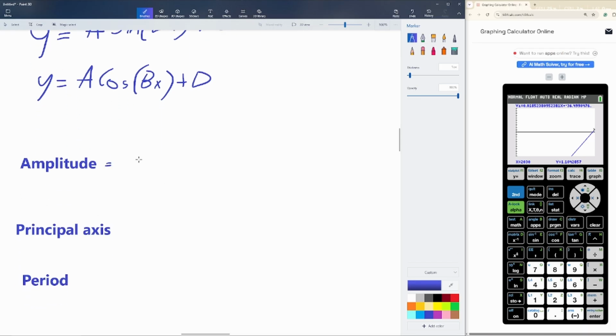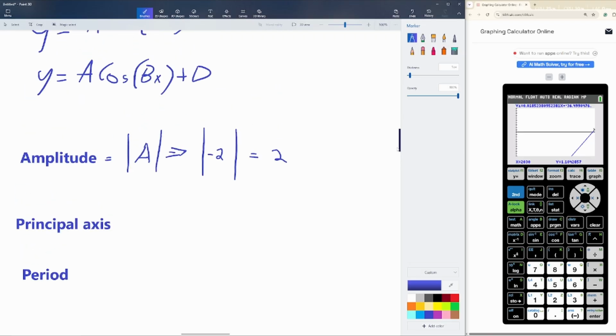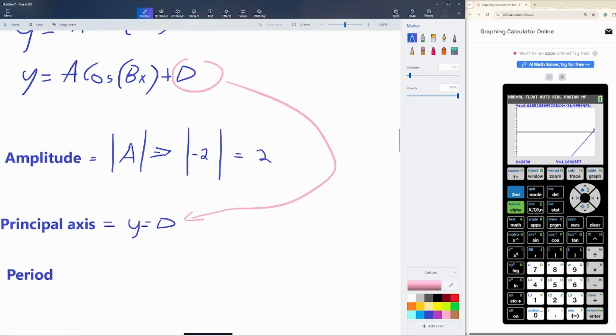So let's cover this. The amplitude is a. However, it's not just a, it's the true value of a. Meaning that if you're given that a is negative 2, then the true value of negative 2 is obviously 2, because it's always positive. The principal axis is the d. Your principal axis is the line y equals d. What is the principal axis?